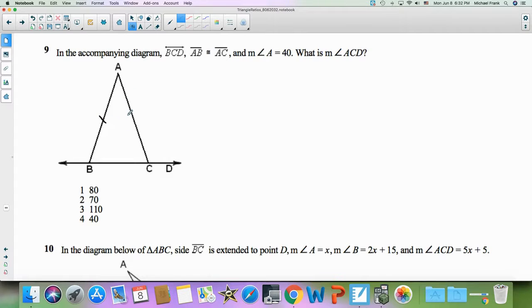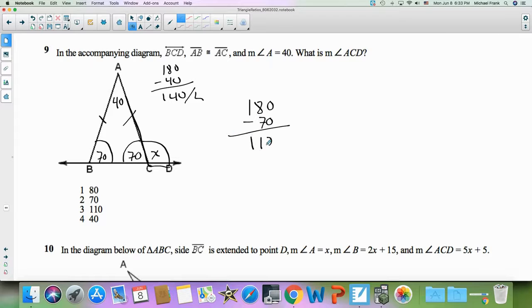AB is congruent to AC, which means that these two angles here, opposite those sides, are going to be congruent. This is going to be 40 degrees. Well, 180 minus 40 is 140. Cut it in half, you're going to get 70 and 70. But they want the measure of angle ACD, this one right there. Well, we know those two angles are supplementary, so it's just 180 minus 70, 110 degrees.